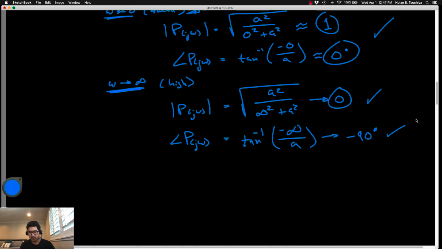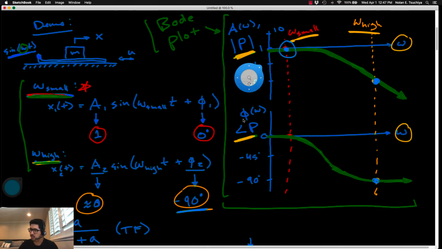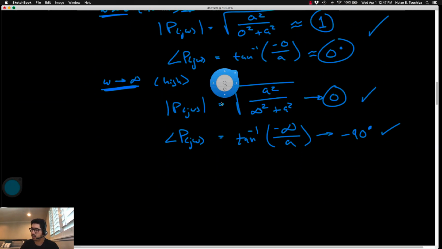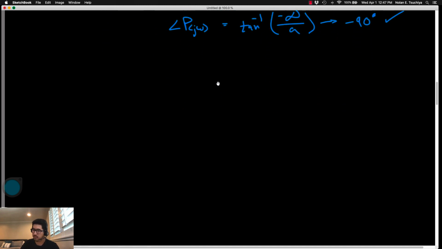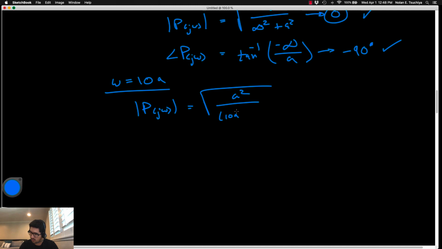The point of doing this analytical approach is that now we aren't just limited to testing easy to identify experimental values like low frequencies and really high frequencies, right? We could even test, for example, let's say omega equals 10 times the value a. For that, we can easily compute the magnitude again just by plugging into our equation. So we get a squared over 10a, which is our frequency, squared, plus a squared. Basically, this boils down to about square root of 1 over 101 in this case, which is about 1/10, or 0.1.